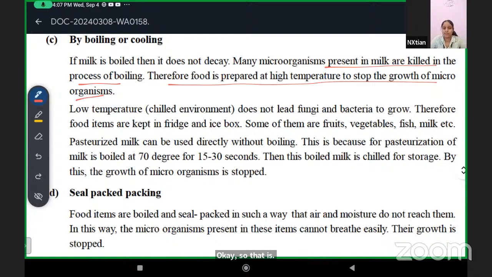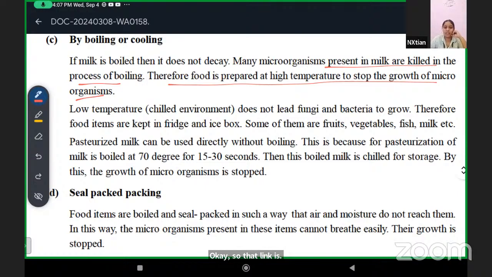I have a question, ma'am. But some milk, if you buy milk packets, they say ready to use milk. You don't need to boil it or anything. Yes, they say it because that milk is already processed from the factory. Ma'am, so do you still need to boil it? Do you still boil it?